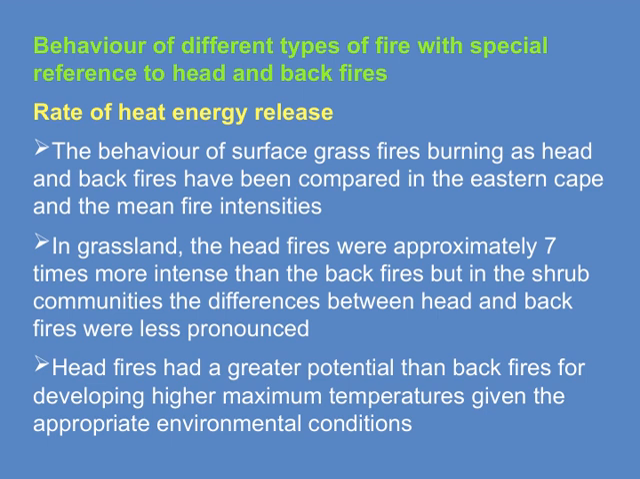However, when we look at shrub communities, the gap between head and back fires isn't as wide, meaning the difference in fire intensity between these two types of fires is less pronounced. This suggests that the type of vegetation plays a role in fire behavior. Another key point is that head fires have a greater potential to reach higher maximum temperatures, provided the environmental conditions are right.